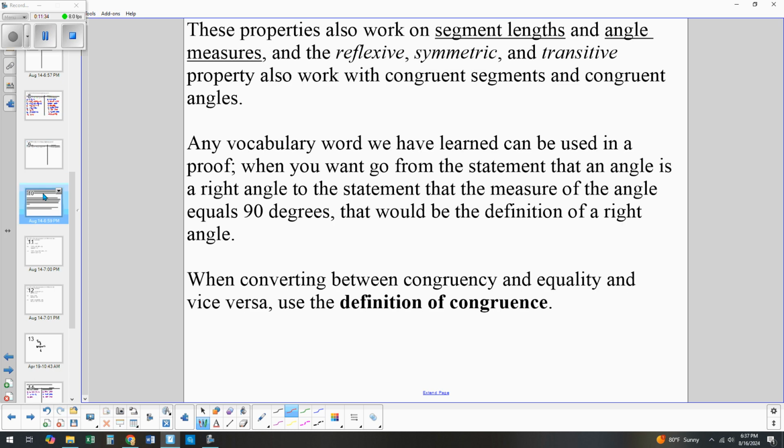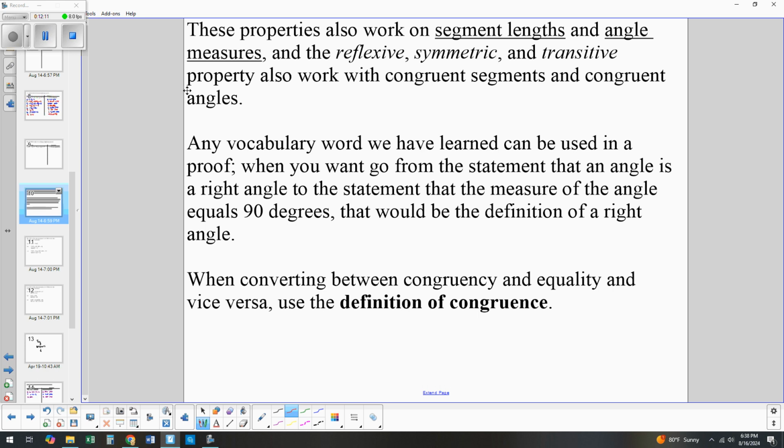So these properties that we have learned also work on segment lengths and angle measures. The reflexive, symmetric, and transitive properties will work with both congruent segments and angles as well as equal segments and angles. Any vocabulary word we've learned can be used in a proof. So if you wanted to go from a statement that said an angle was a right angle to the next line saying that that measure equals 90 degrees, that is the definition of a right angle. So you could think, what does this term mean? And use the definition of that term in a proof.